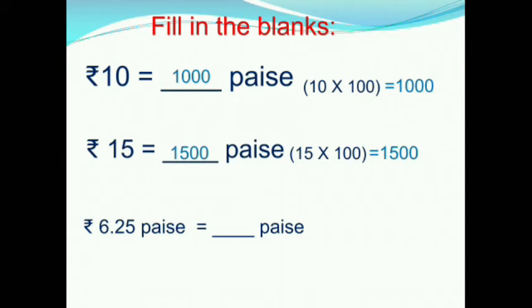Now we have 6 rupees 25 paise. Here we have rupees as well as paise. To convert it into paise, first we should convert the rupees into paise and add the remaining paise. 6 multiplied by 100 plus 25 paise. 6 into 100 is equal to 600, plus 25 paise. 600 plus 25 paise is equal to 625 paise. Therefore, 6 rupees 25 paise is equal to 625 paise.